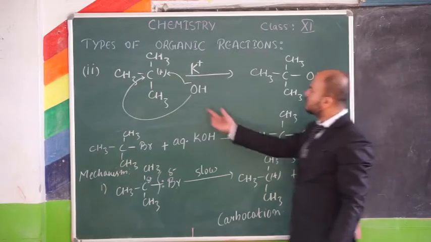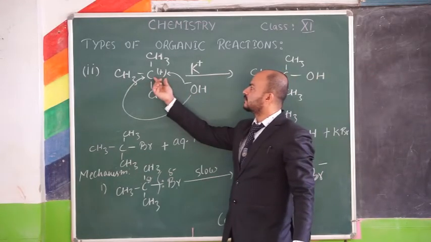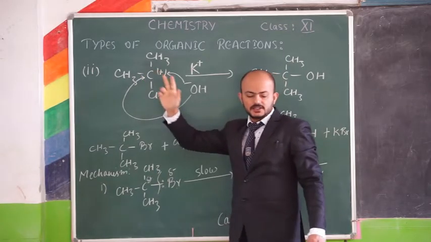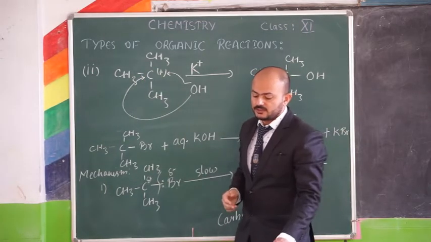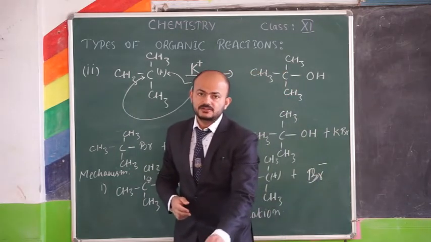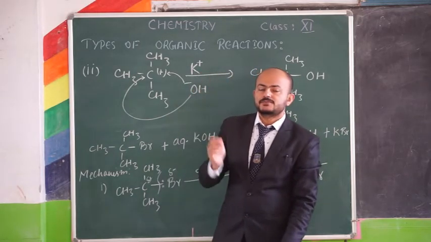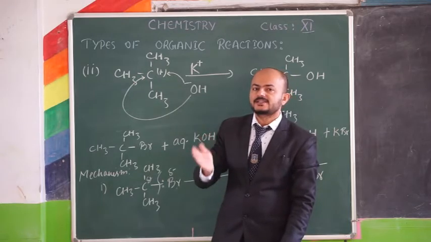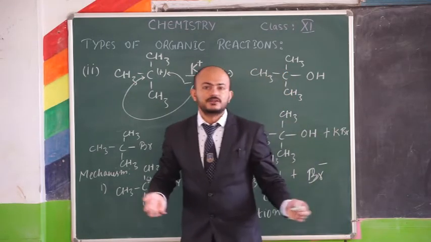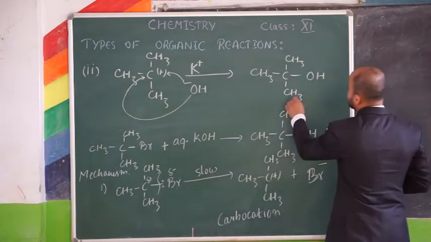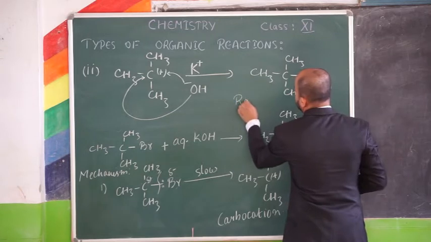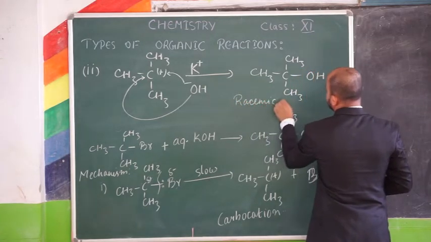Now, since this OH group can get attached to this carbon either from this side or from the other side, therefore we get a racemic mixture. I have taught you about what a racemic mixture is. A racemic mixture is 50% dextrorotatory and 50% laevorotatory. So their optical activity will be different, but the molecular formula is the same. So you get this compound and this one here. This is a racemic mixture.